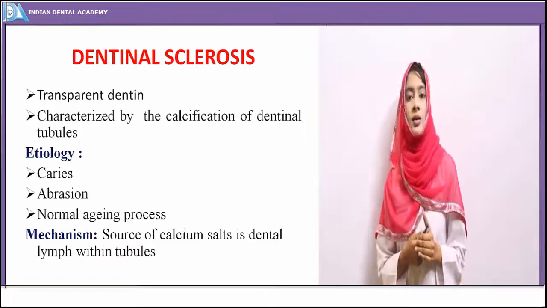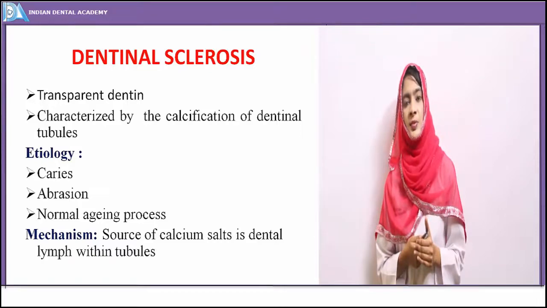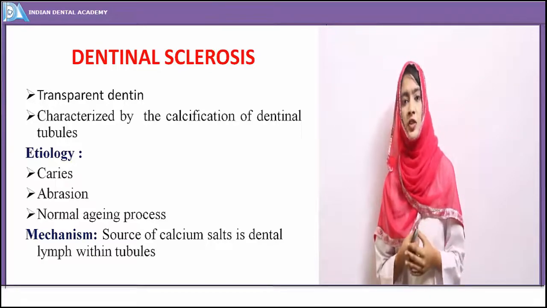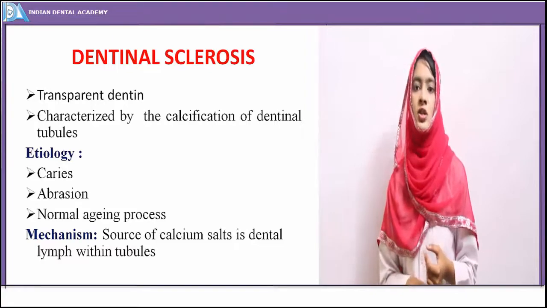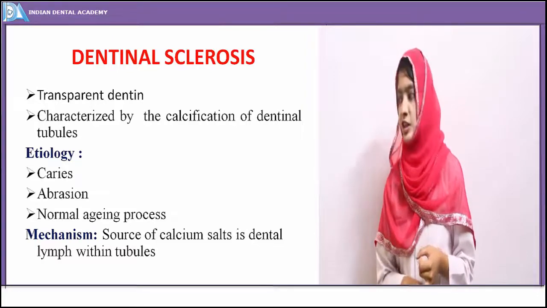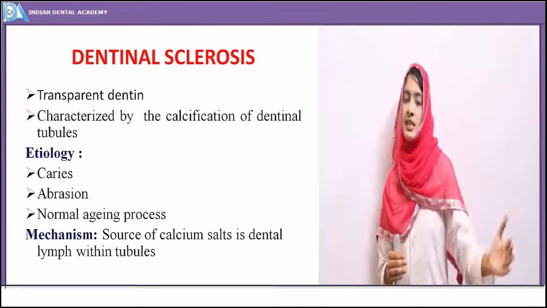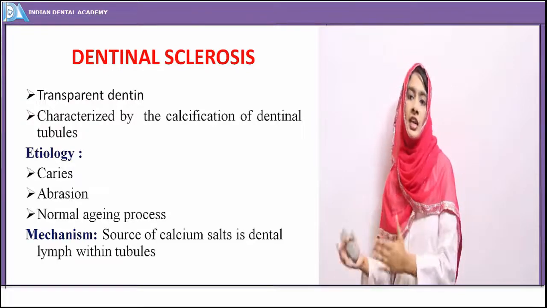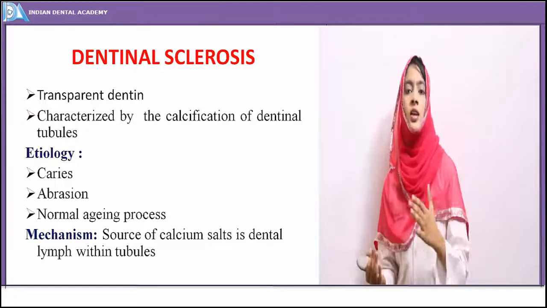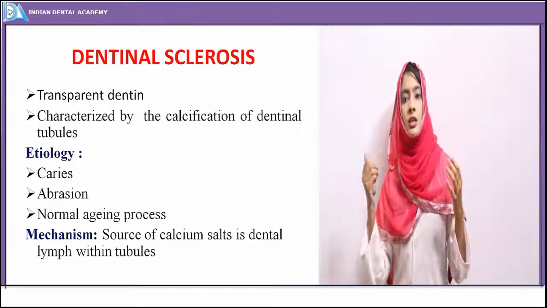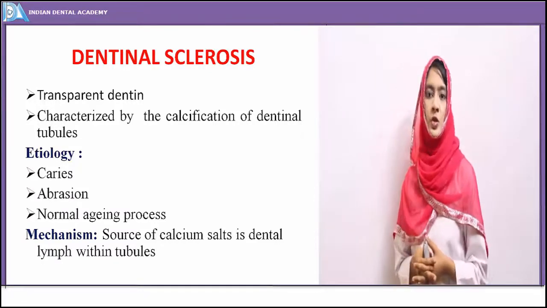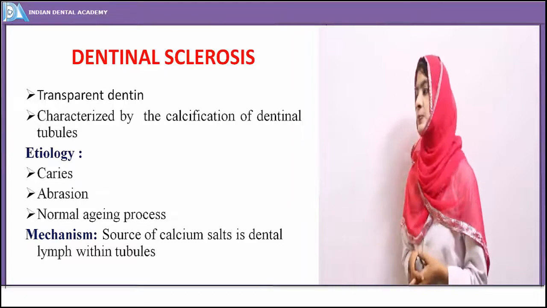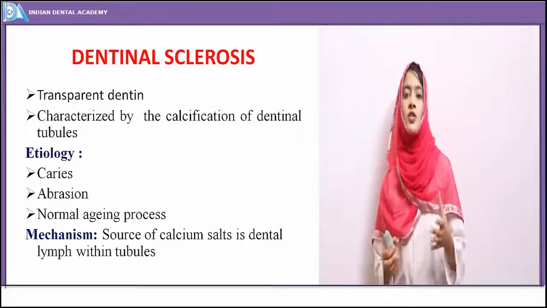So when is the calcification of dentinal tubules occurring? Whenever there is some form of caries to the tooth surface, whenever there is some form of trauma, or dentinal sclerosis is also a part of the aging process. As the individual advances in age, more and more calcification of dentinal tubules occurs, leading to formation of this sclerotic dentin. So what is the source of calcium salts?